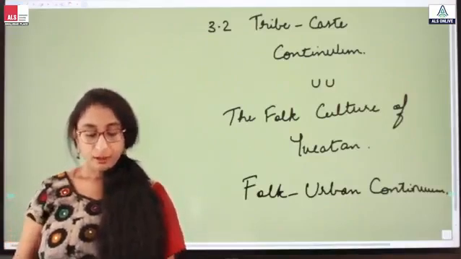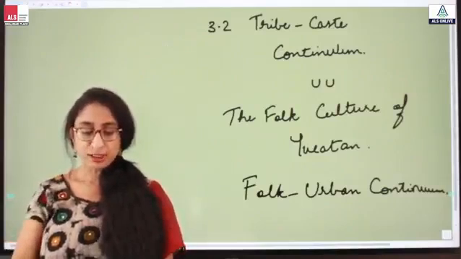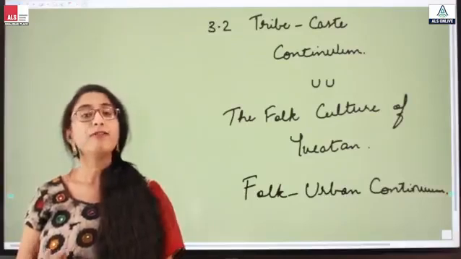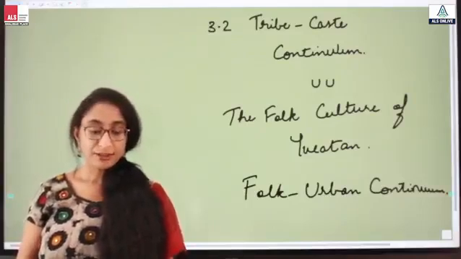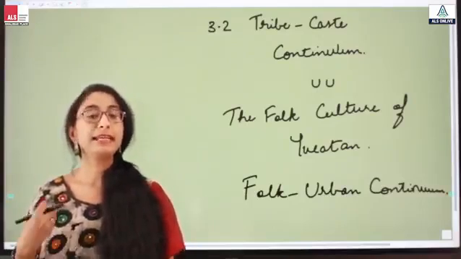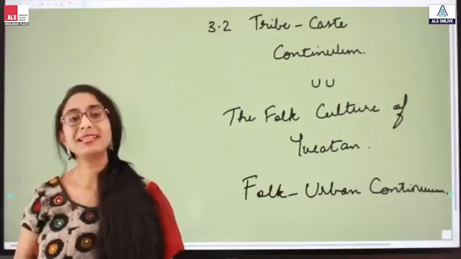Risley pointed out that it was difficult to draw a demarcating line between a tribe and a caste. He said that there are 4 processes by which the transformation of the tribes into caste can occur. Okay, he gives us, Risley gives us, who is Risley first of all?